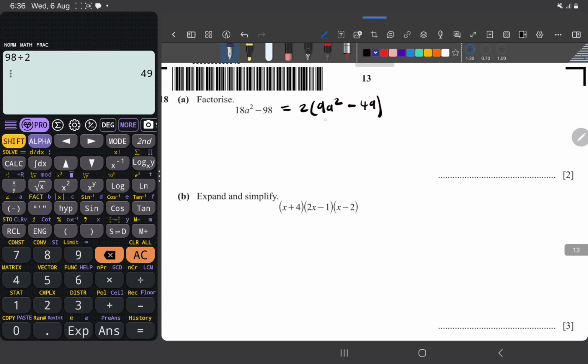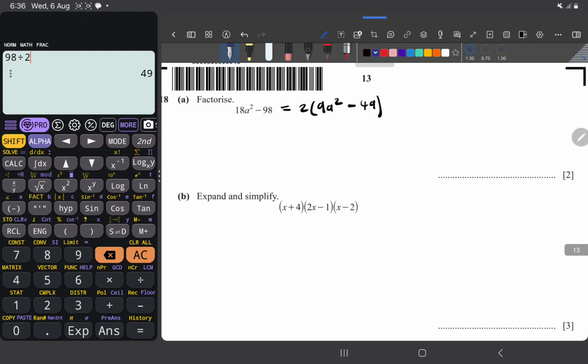So now I factorize. But when I factorize, I'm going to see something. 9 is a square number. A squared is a square number. 49 is a square number. And they have a minus between them. It's called difference of two squares. If you're not good at this, just go and see factorization and the cases. I explained all of them. One of them is called difference of two squares.